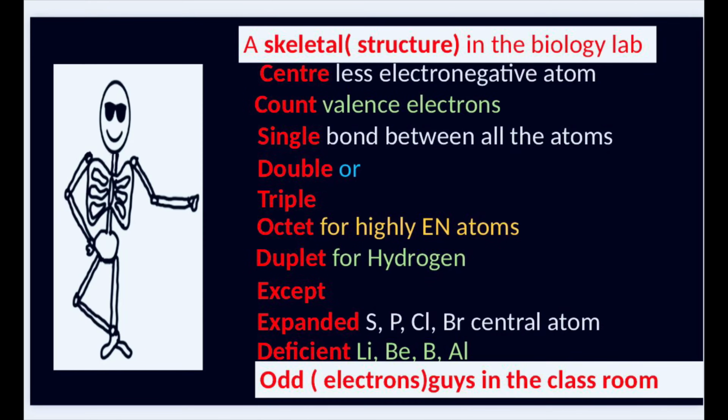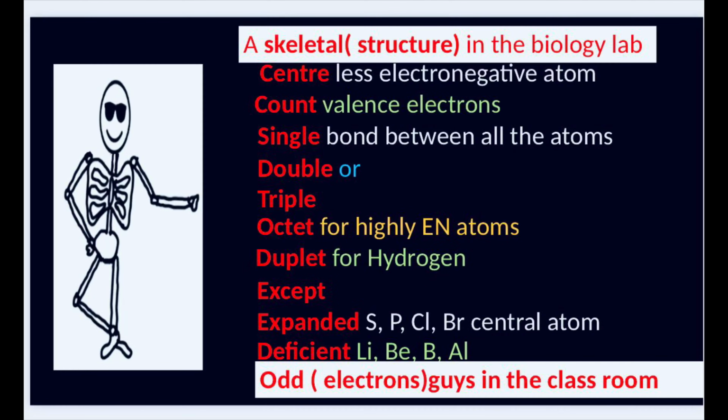Skeletal in the biology lab center. Here skeletal means the first step is what? You should draw the skeletal structure. When you draw the skeletal structure, you should remember that in the center there should be a less electronegative atom. Then the third step is count valence electrons. After counting, the fourth step is draw single bonds between all the atoms. After that, double or triple bonds around the central atom. Then octet for highly electronegative atoms. But in the case of hydrogen, it is only a duplet.